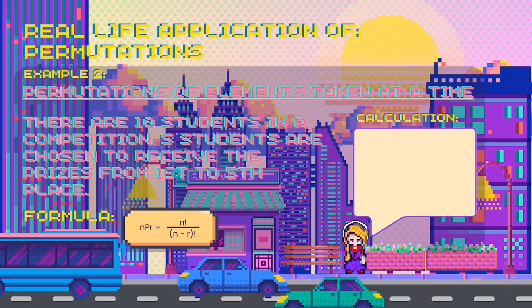If we want to find the number of possible ways, we can replace the variables with the values we have. So n will be equal to 10 and r will be equal to 5. If we put this in the formula, we will get 10P5 equals 10 factorial over 10 minus 5 factorial. So 10 factorial will be 3,628,800, while 5 factorial will be 120. After we divide, we will get 30,240 ways. So there are 30,240 possible ways in which the 10 students can win the prizes.